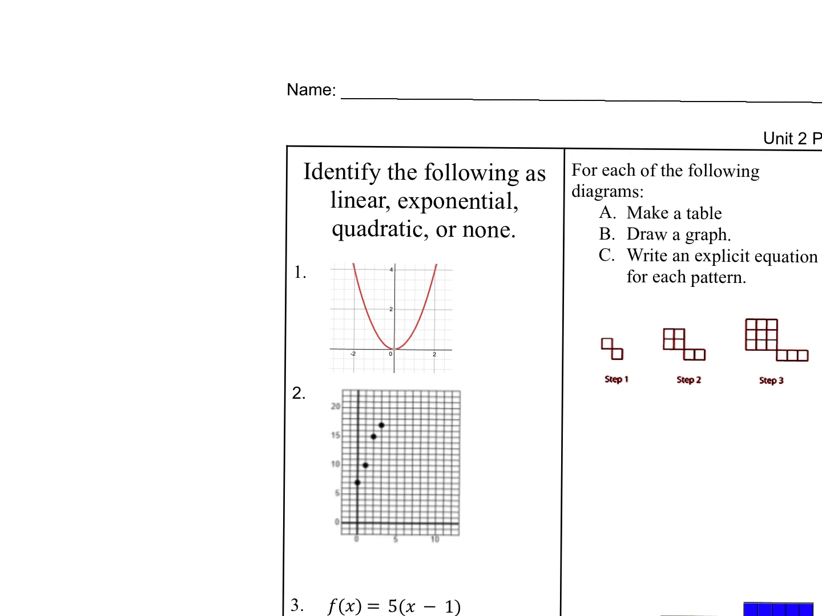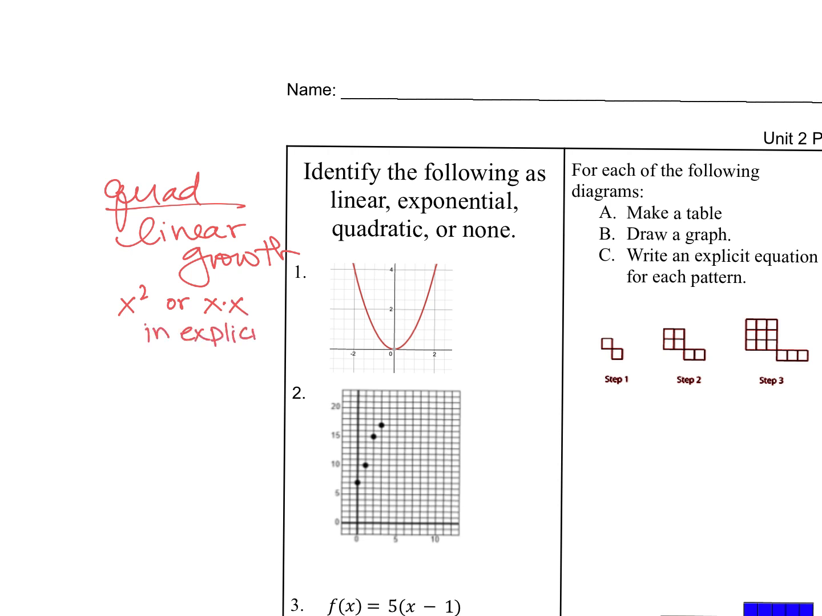So quadratics have linear growth. They have an x squared, or somewhere an x times x in the explicit equation. And they have a linear amount added in the recursive. Their second rate of change is constant, but their first rate of change is linear, so that means in the recursive function it's linear.